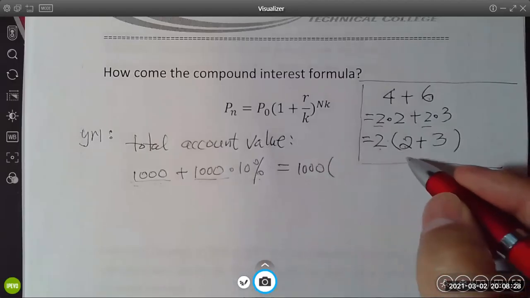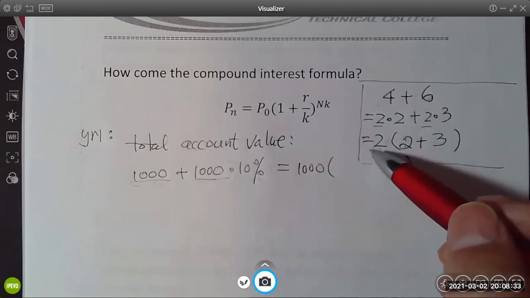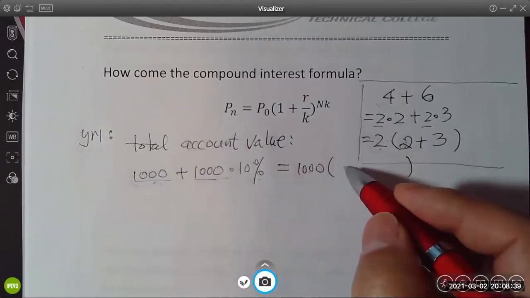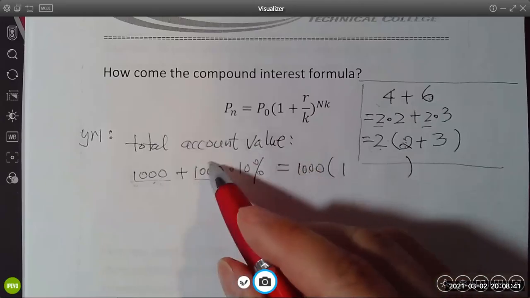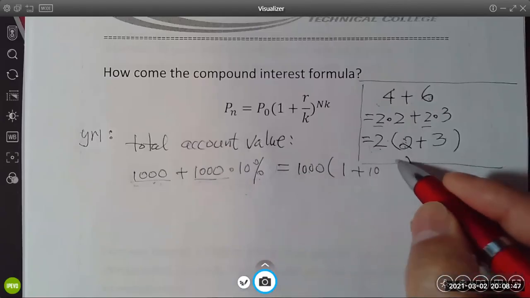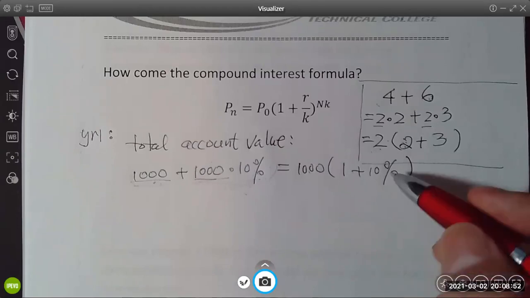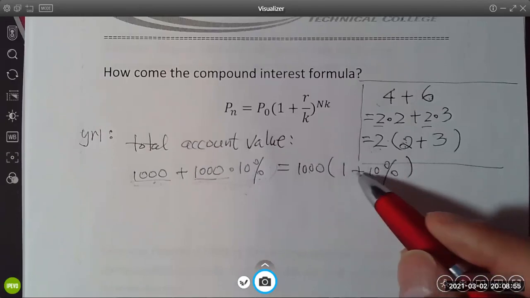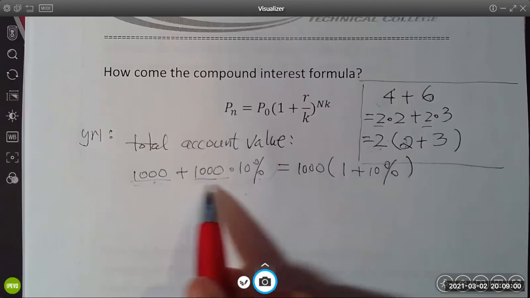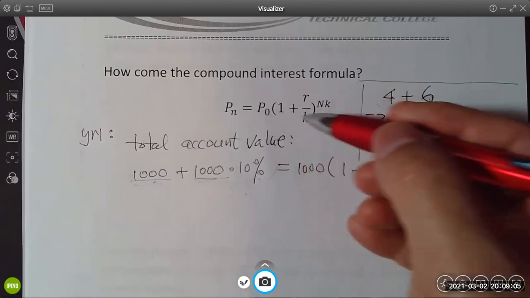Now, what do I put inside the parentheses? We go through the same process using each term divided by the common factor and put the result inside. So 1000 divided by 1000, that's 1. This whole thing divided by 1000, imagine that 1000 canceled, you only have 10% left. So that's what we get. And you know this is correct because 10% is 0.1. 1 plus 0.1 is 1.1. 1.1 times 1000, that's 1100. And you know at the end of the first year, it is 1100. We just write it into this format so that we can get this formula.